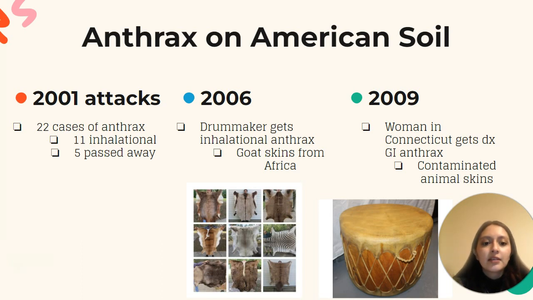In 2006, a drum maker got inhalational anthrax from goat skins that he brought home from Africa to New York. And in 2009, a woman contracted gastrointestinal anthrax because she had been participating in a drumming event. And the drums that she used were made from animal skins contaminated with Bacillus anthracis spores.